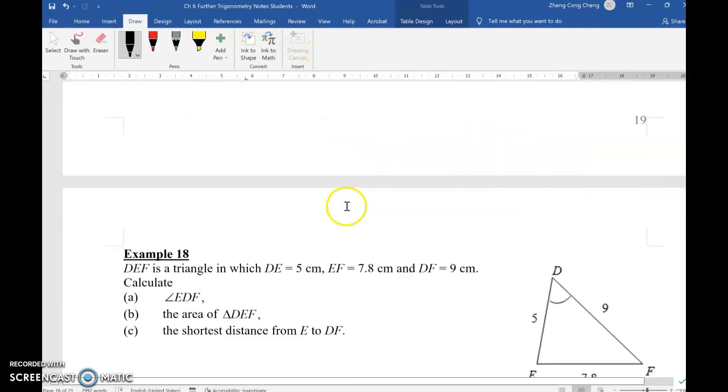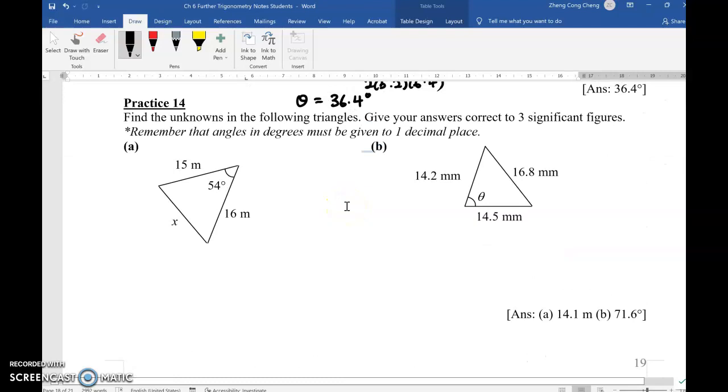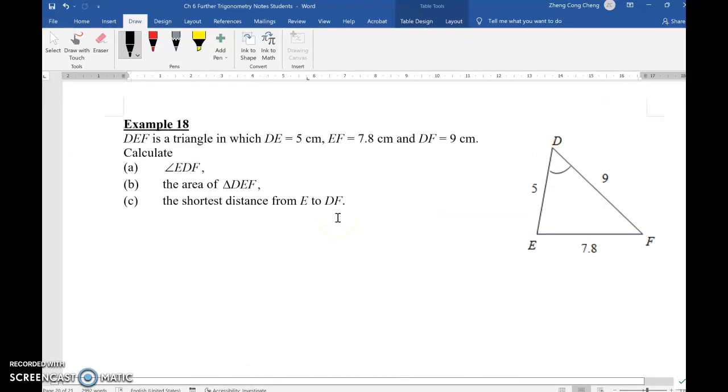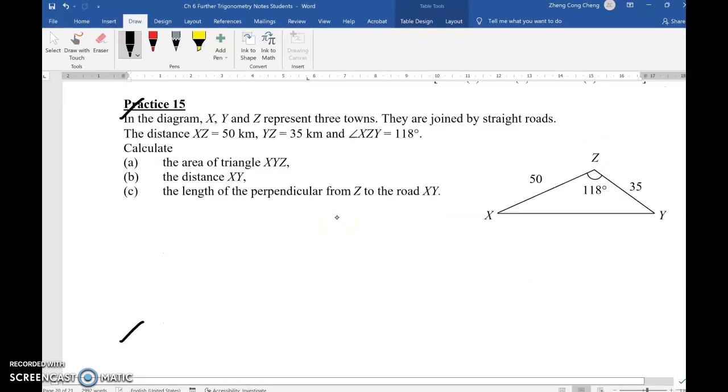So for the rest of the period, can you try practice 14 and practice 15?